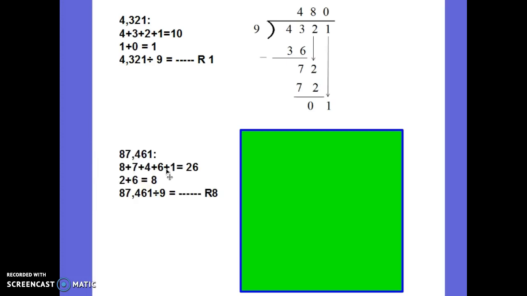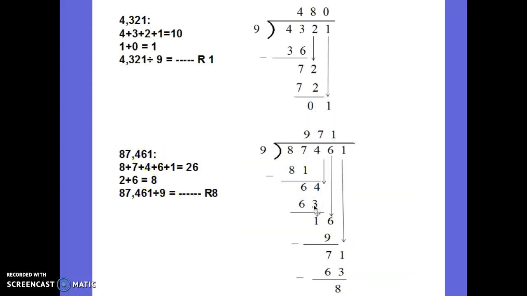The last example, 87,461. If you add the digits, you will get 26. Add the digits of 26 again, you will get 8, and 8 is the remainder of the division of our number by 9. So this is a wonderful secret about number 9. This is our remainder 8, which we already predicted from here, that we will have a remainder of 8.